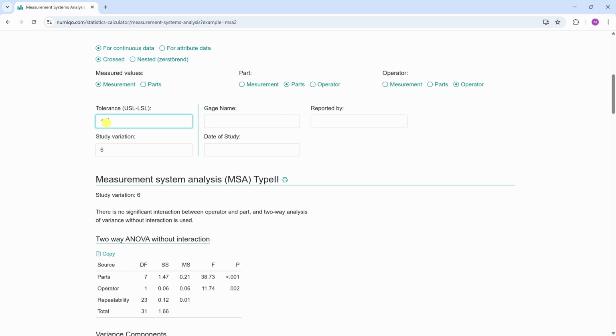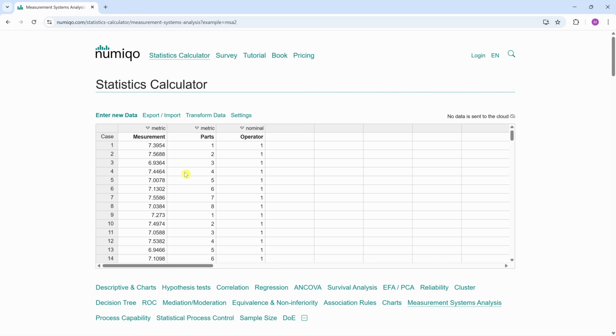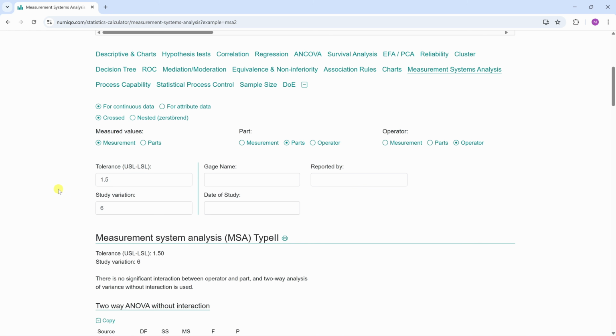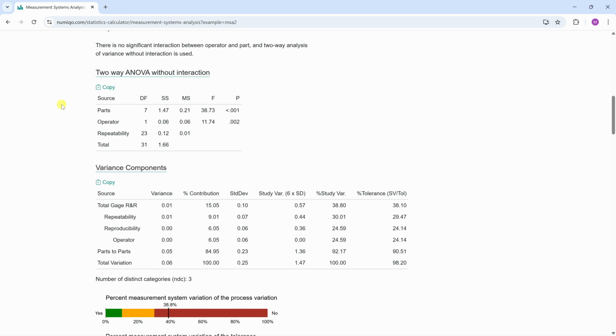Let's just say it's 1.5. The tolerance comes from engineering or functional requirements, not from the Gage R&R data. Here we can see the results. Now we will have a detailed look at the ANOVA table and the most important table, the Variance Components table.